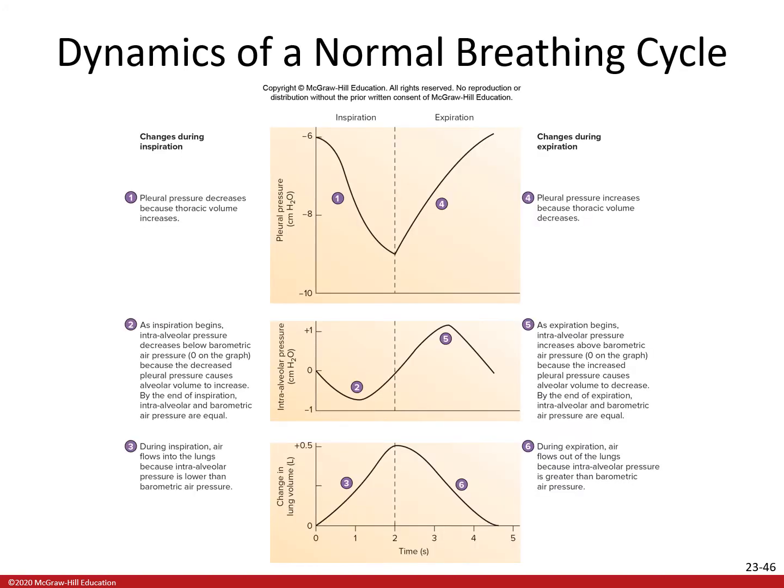Okay, so we have the dynamics of normal breathing cycle as a little graphic here. So during inspiration, air flows into the lungs because the pressure in the thoracic cavity decreases. During expiration, air flows out of the lungs because the pressure in the thoracic cavity increases, and that is what this little graphic is showing us.